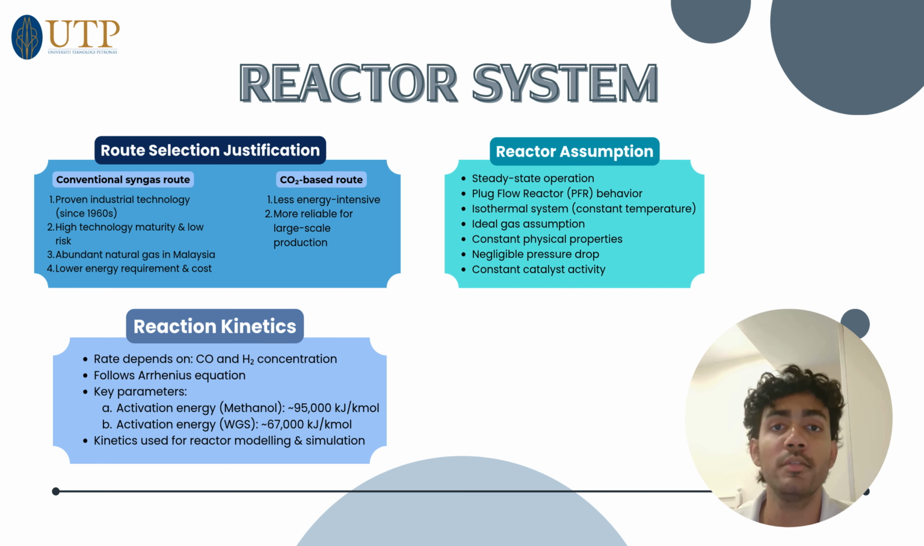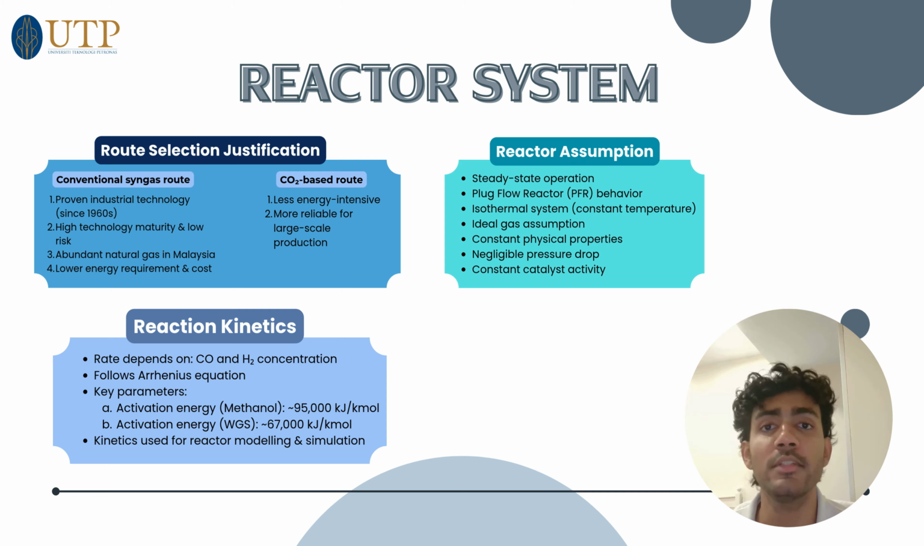For methanol production, the conventional CO-based syngas route is selected. This route has been widely used in the industry since the 1960s and is a proven reliable technology. It is less energy intensive compared to alternative routes and benefits from high technological maturity, ensuring consistent and efficient production. Additionally, Malaysia has abundant natural gas resources, making the CO-based syngas route particularly suitable. This route also offers low energy requirements and production costs, making it economically attractive.